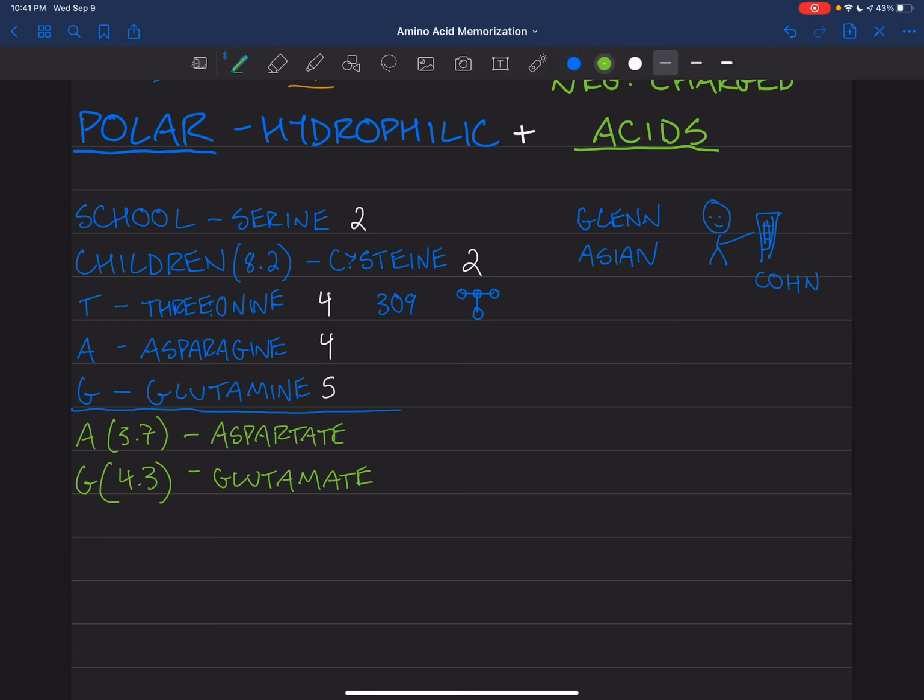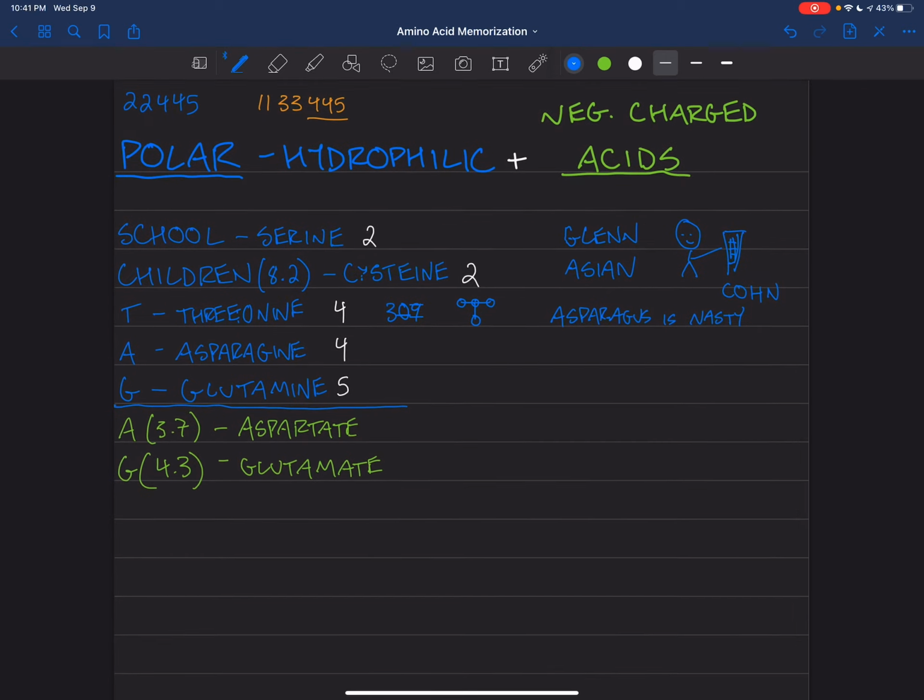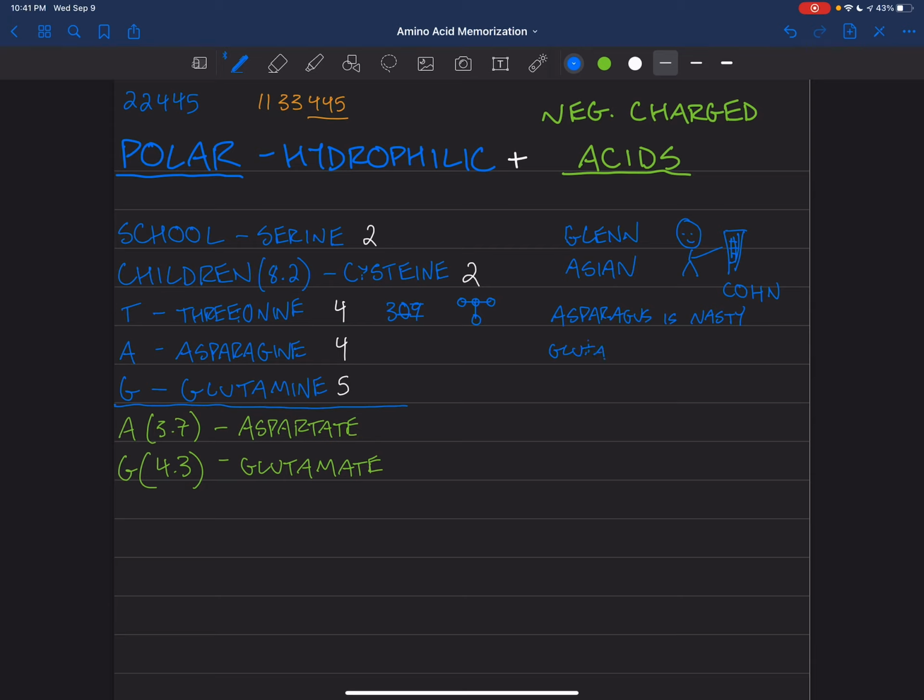I also think of that asparagus. Oh, geez. Bluetooth issues. Asparagus is nasty. And I think of glutamine as cutamine. Okay, all right, so why? Why do you need to remember any of that? Well, because asparagus being nasty, that's where your letter N is going to come into play. Glutamine being cutamine, that's where Q is going to come into play.